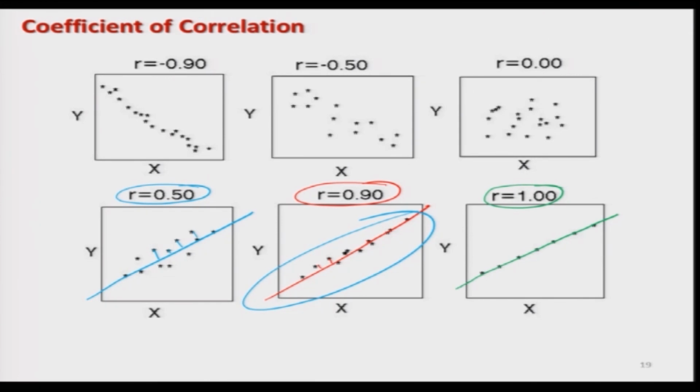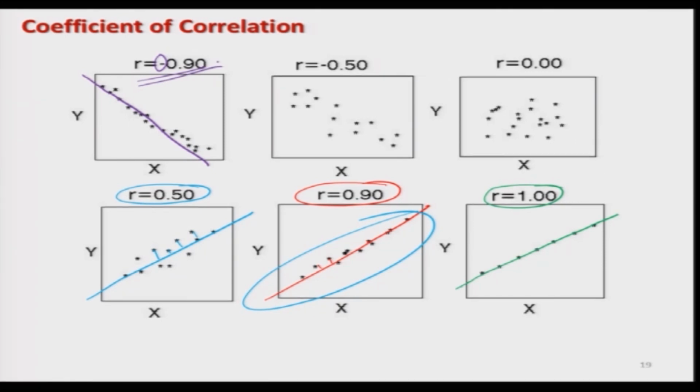Similarly, if you take the first picture here, you can see in this case, as the values of x are increasing, the y's are decreasing. So, in this case, the sign of r is going to be negative, but the points are lying very close to the line. So, I can say that the correlation coefficient is close to 0.9.